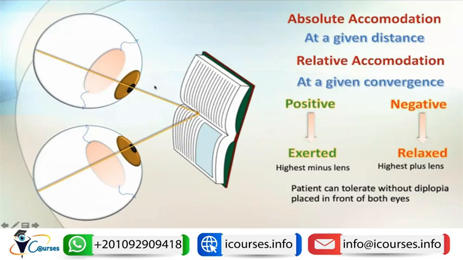So if the accommodation is completely relaxed and now we put a high plus lens in front of the eye so that it will blur the image of the distant target, as the accommodation is relaxed and the eye cannot overcome this highest plus lens, then this can be a measure for the negative relative accommodation. So if the patient can tolerate the highest minus lens or the highest plus lens without diplopia, then this is the amount of positive relative and negative relative accommodation. Sorry, negative relative accommodation and positive relative accommodation. So it is relative to the accommodation.